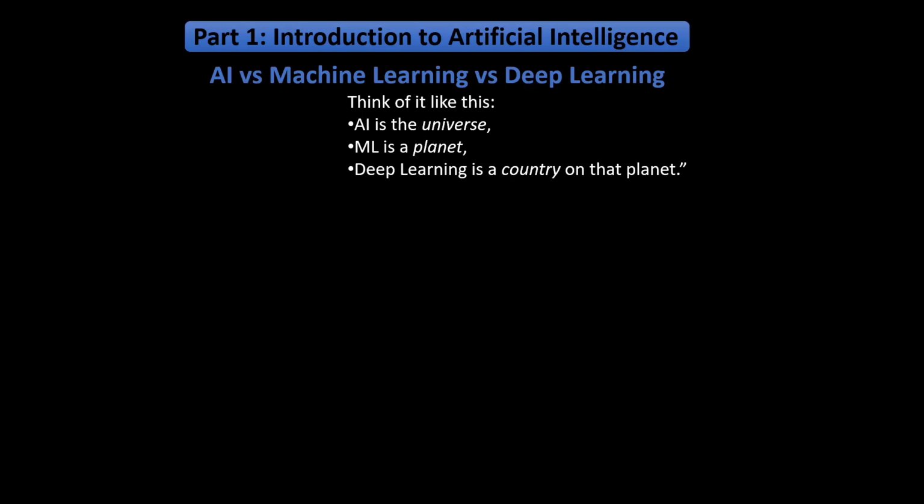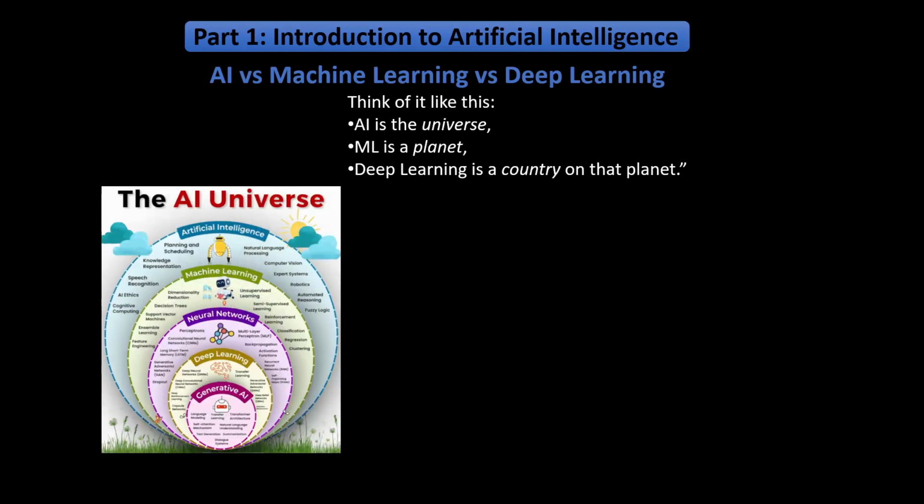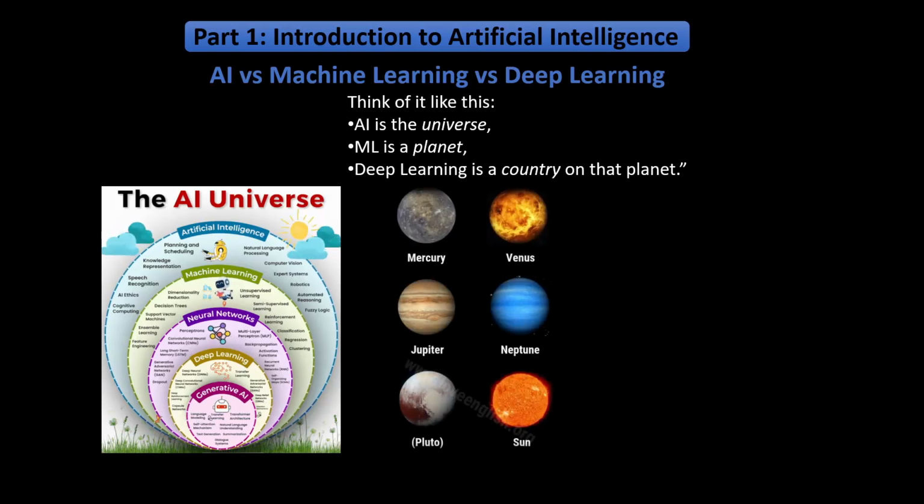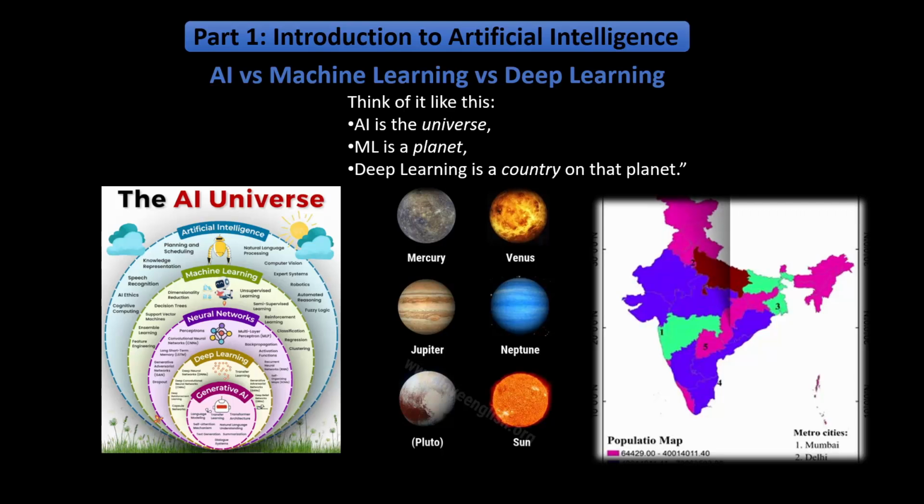Next, you can think of it like this: artificial intelligence is the universe that is everywhere, and machine learning could be considered a planet that is located within that universe, and deep learning could be considered a country that exists on that planet. So you can take this example and it will help differentiate them in a better way. AI is the universe, machine learning is a planet, deep learning is a country that is located on the planet.